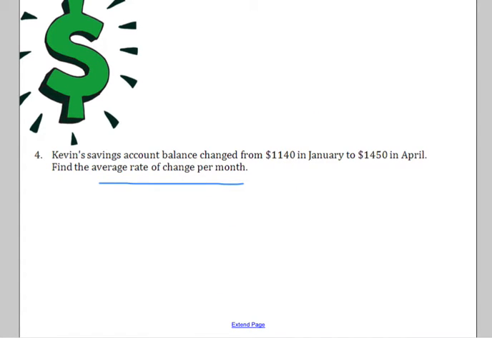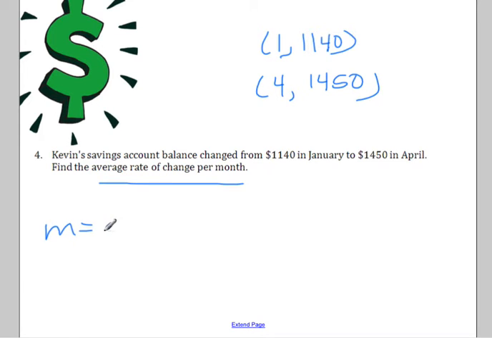And so I would have another ordered pair. I'm just going to write that one a little nicer. So January is the first month, $1,140. Then my fourth month, I have $1,450. Average rate of change is to find the slope. There will be a problem like this on your quiz, so make sure you understand what average rate of change is. And so I'm just setting up slope.